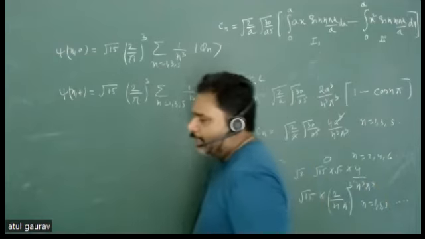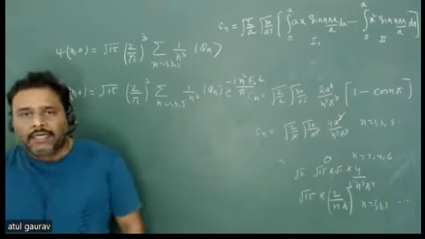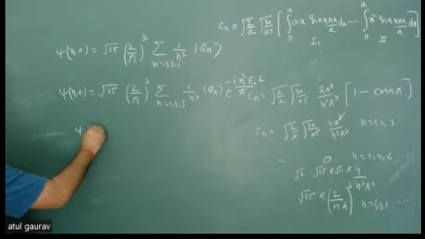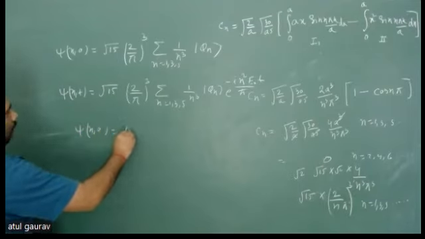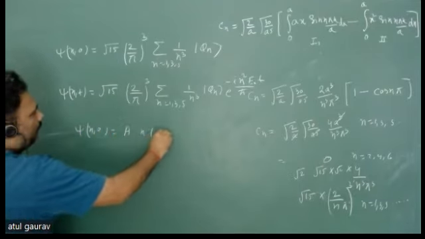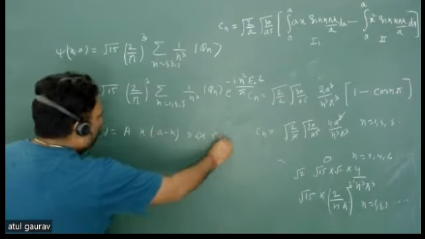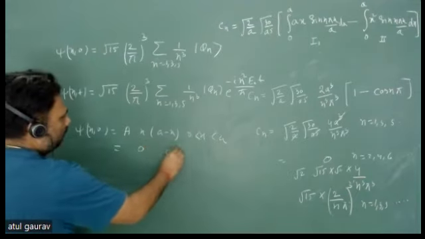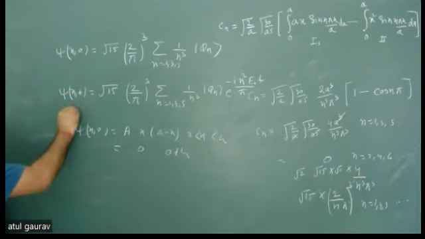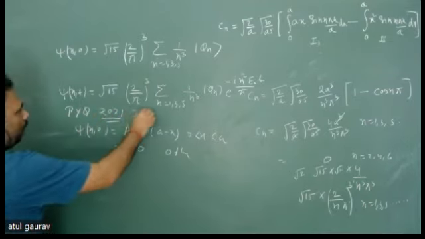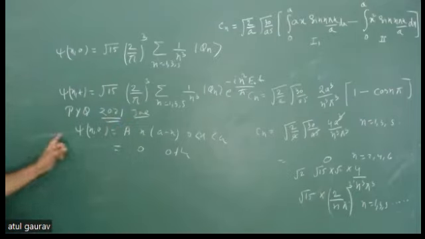The next part is what will be asked in your examination. In the examination, they have given you that psi x0 is something like A x (a minus x) if x is between 0 to a, and 0 otherwise. And this is your PYQ, previous year question 2021. So I am discussing the 2021 June exam, okay? And this is from Part A. So this is your given.